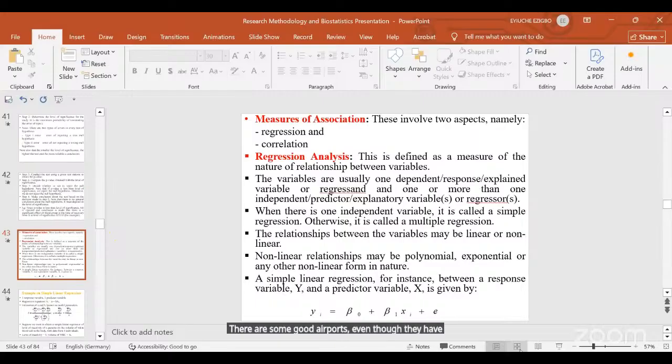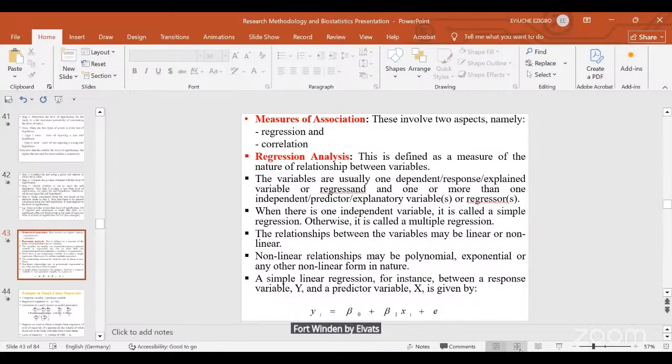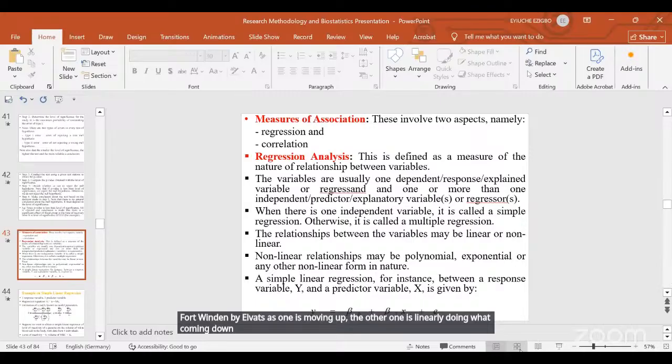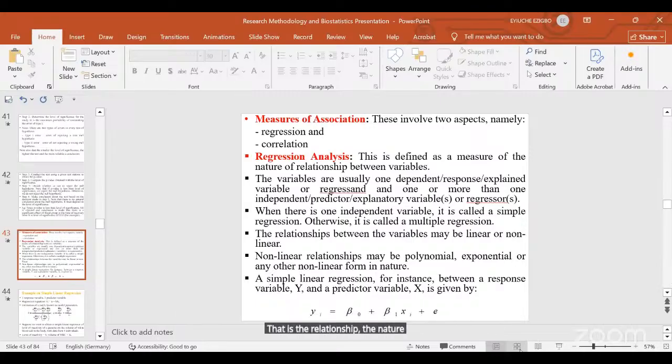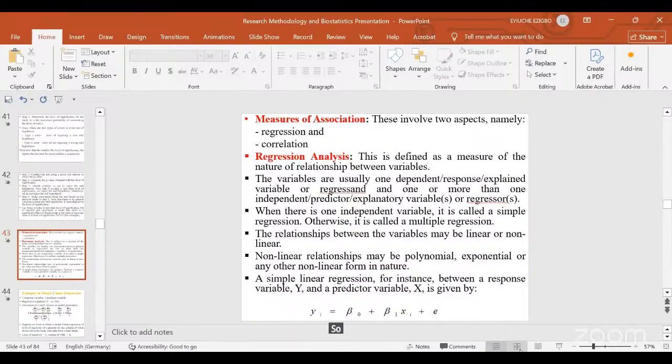Even when we have a linear relationship, it may be inverse. What do we mean by inverse? As one is moving up, the other one is linearly coming down. That is the nature of the relationship. There are some that have a direct or positive relationship: as one is increasing, the other one is increasing in the same direction. So there are different kinds of linear relationship.